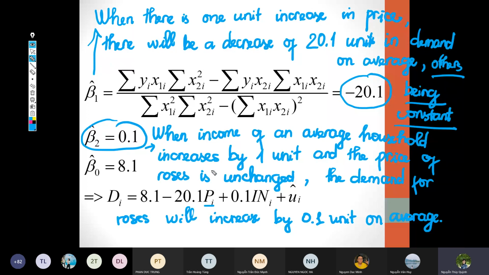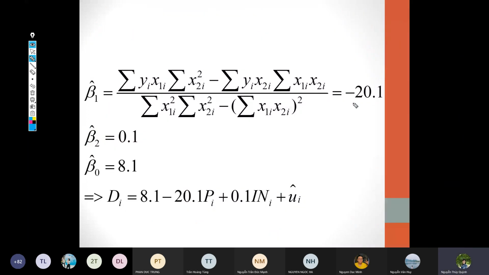Remember that while we increase the value of one independent variable, you have to keep the value of other variables unchanged. Then the change in the dependent variable will be the effect of that independent variable only. Now, you can see that for different samples, you will get different values of the OLS estimators.